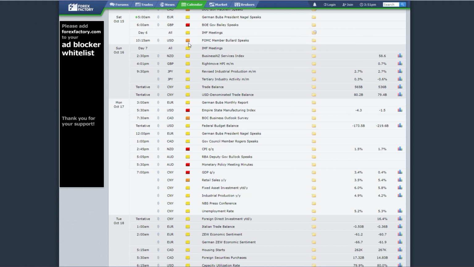And then we also have FOMC, orange. It means that it's a medium impact news. Here also on Saturday, you will see that it will have an effect on the market when the market opens. So you need to be ready for that. Sometimes people are just waiting for the market to open, and when the market opens, they're just like, okay, let me take a trade now.